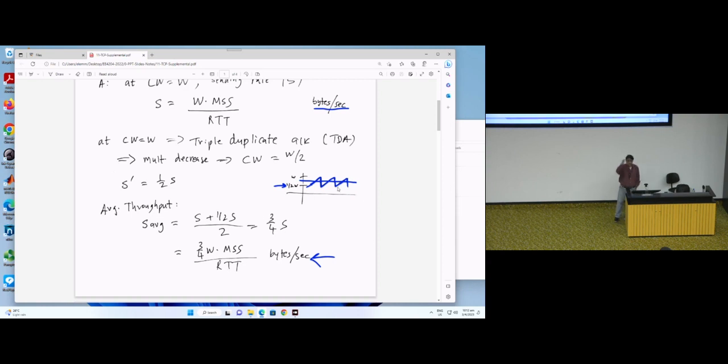And it's going to go between W and 1/2 W. Again, it's an approximation. It's to try to capture some of the dynamics. But since this is linear, this is very simple, right? It's just the average of the throughput at the minimum and maximum congestion window. So you end up with 3/4 W by RTT. Okay, that's kind of the second order approximation.